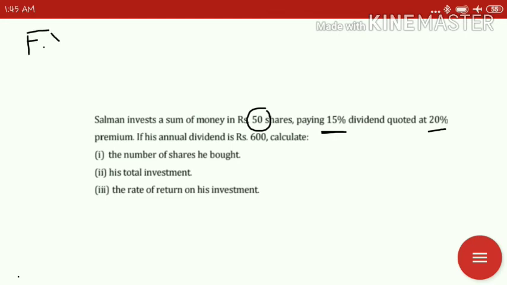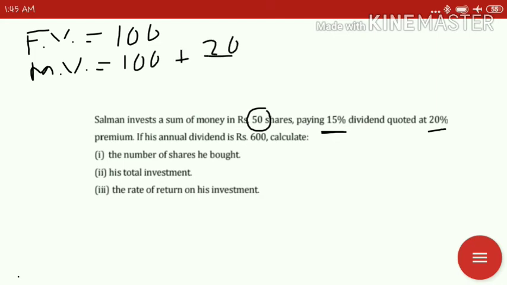If the face value is rupees 100, then the market value, if we calculate it for the percentage part, will be 100 plus 20 by 100 into 100. Why I have done this, you can easily find in my previous video, where I have shown how to calculate the market value. So you will get rupees 120.